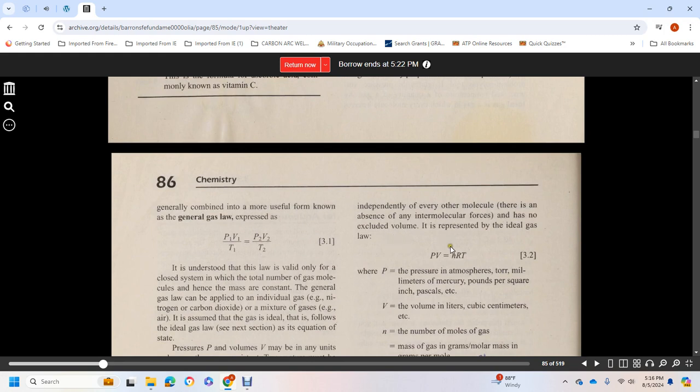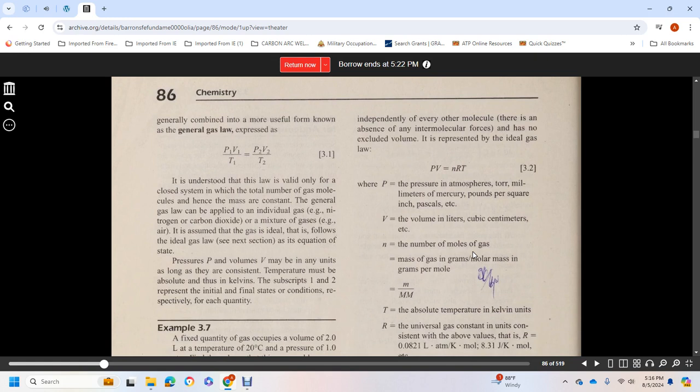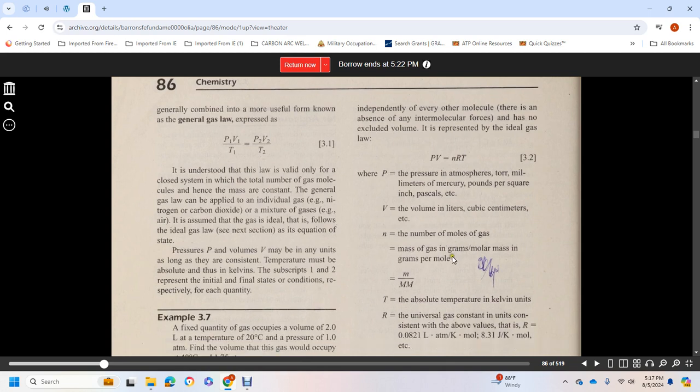The pressure times the volume equals the number of moles times the universal gas constant, R, times the absolute temperature in Kelvin, where P is the pressure in atmospheres, millimeters of mercury, pounds per square inch, pascals, etc. V is the volume in liters, cubic centimeters, etc. n is the number of moles of the gas, equal to the mass of the gas in grams over the molar mass in grams per mole.